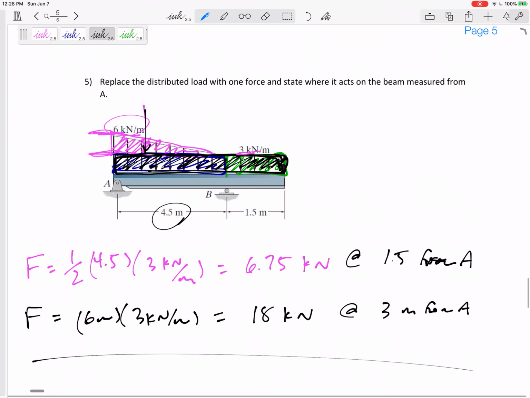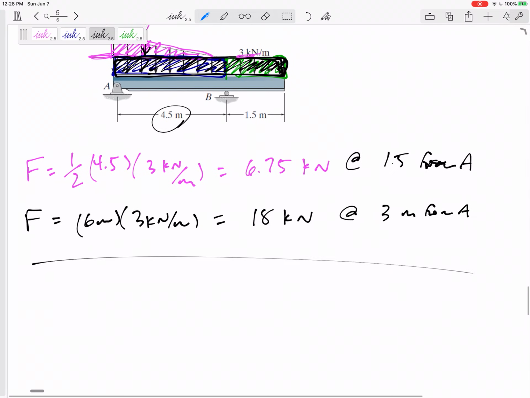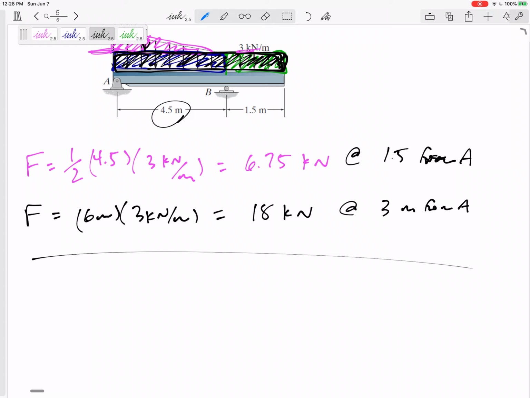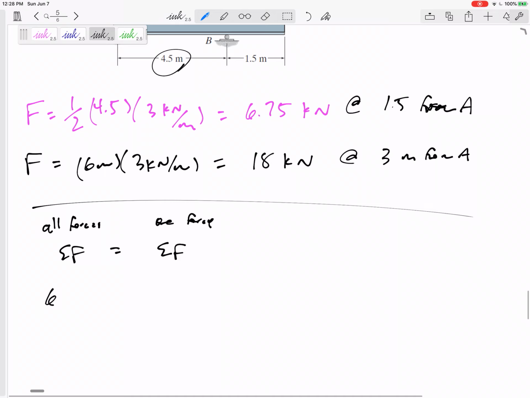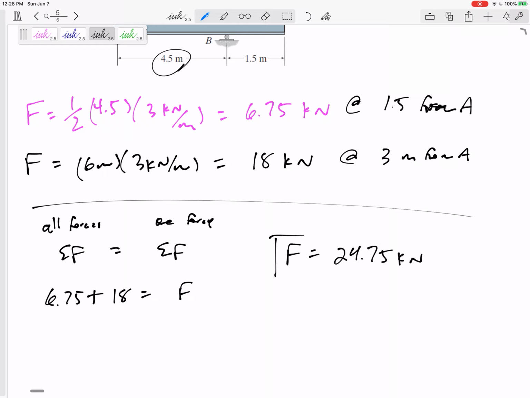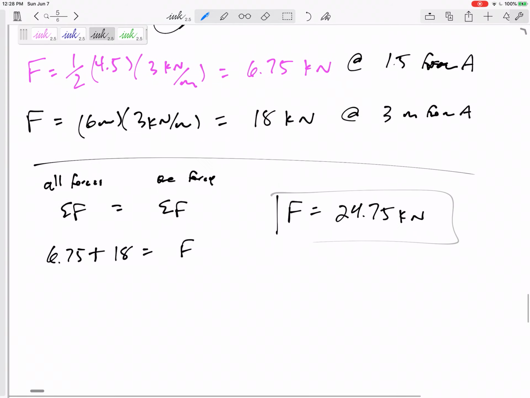Now, if I ask you, and I am going to ask you, to replace those with 1 force, well, the sum of the forces needs to be the same as that 1 force. So the 6.75 and the 18 would be equal to that 1 force. That force is 24.75 kilonewtons. But where should it act?